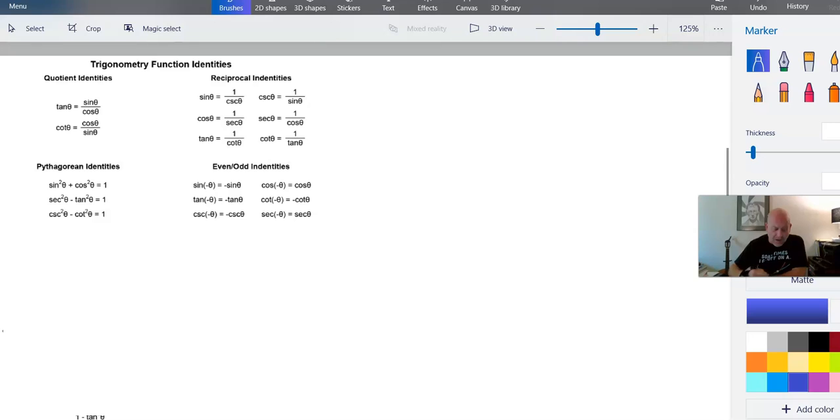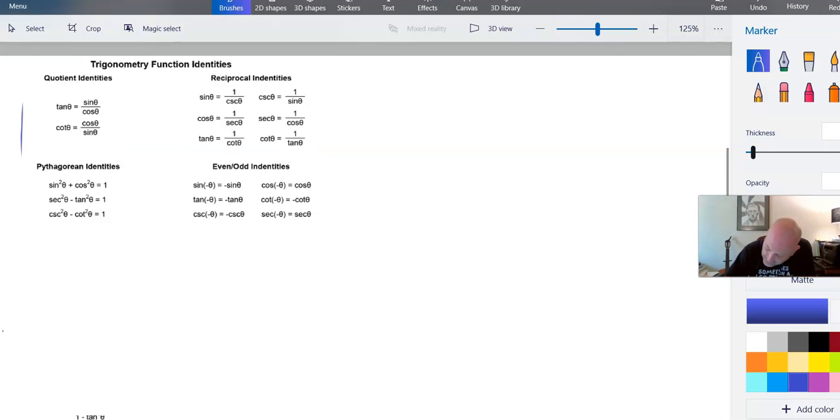So basically, some of the strategies here are to rewrite things as sines and cosines, right? Because all of the trig functions can be rendered in terms of sines and cosines, either through the quotient identities, or through the reciprocal identities. You can write all of the trig functions in terms of sine and cosine, and that usually gives us a leg up when we do that.